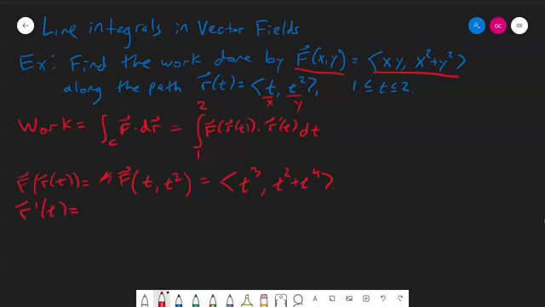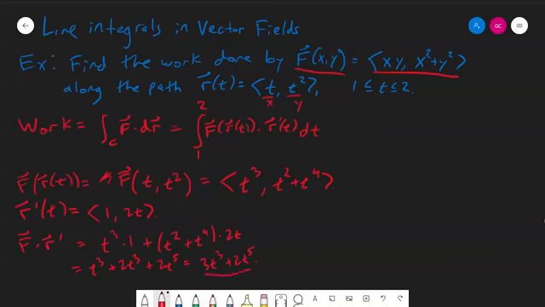For r prime, we just take the derivative component-wise. We get 1 comma 2t. And so the dot product of f with r prime is, in this case, t cubed times 1 plus t squared plus t to the fourth times 2t. So that comes out to be t cubed plus 2t cubed plus 2t to the fifth. So 3t cubed plus 2t to the fifth.